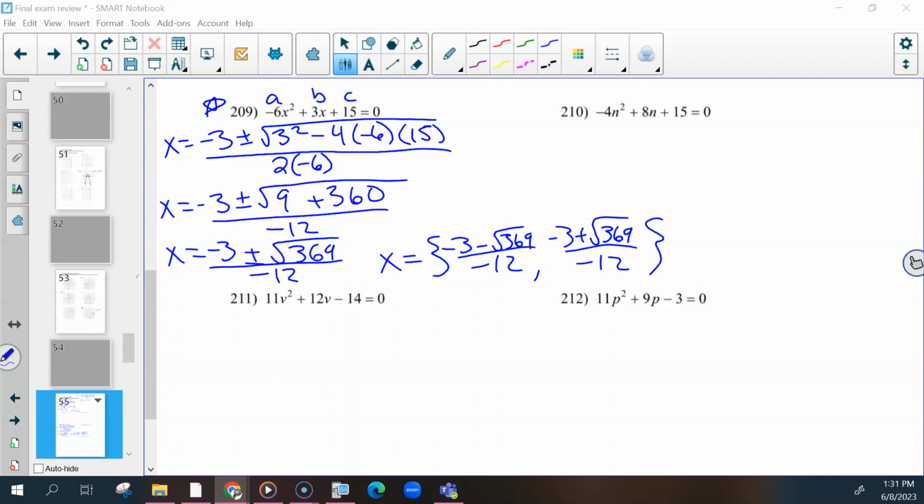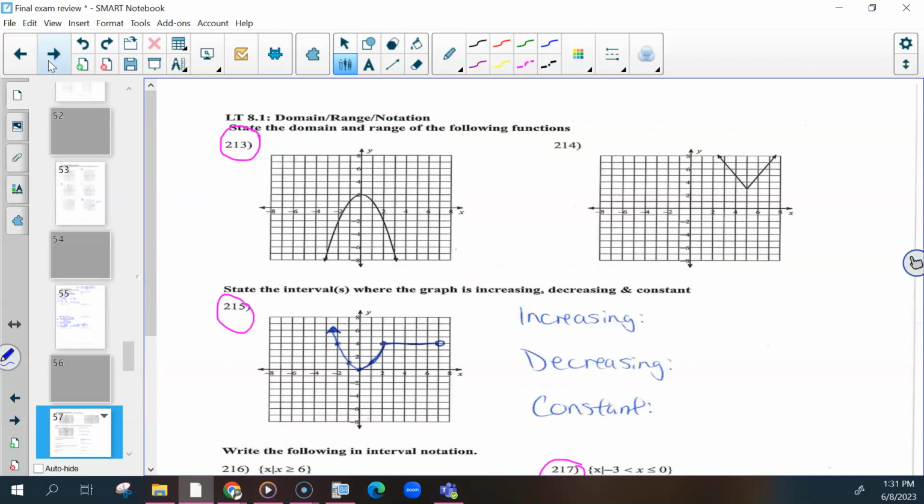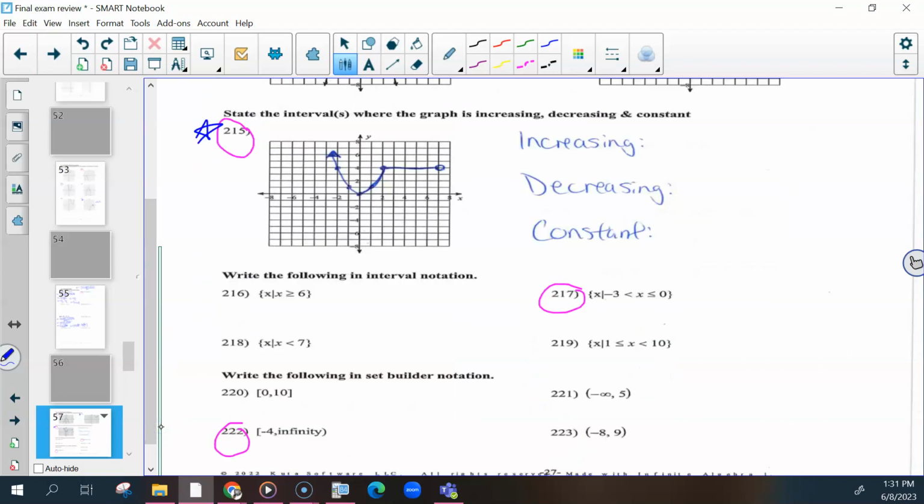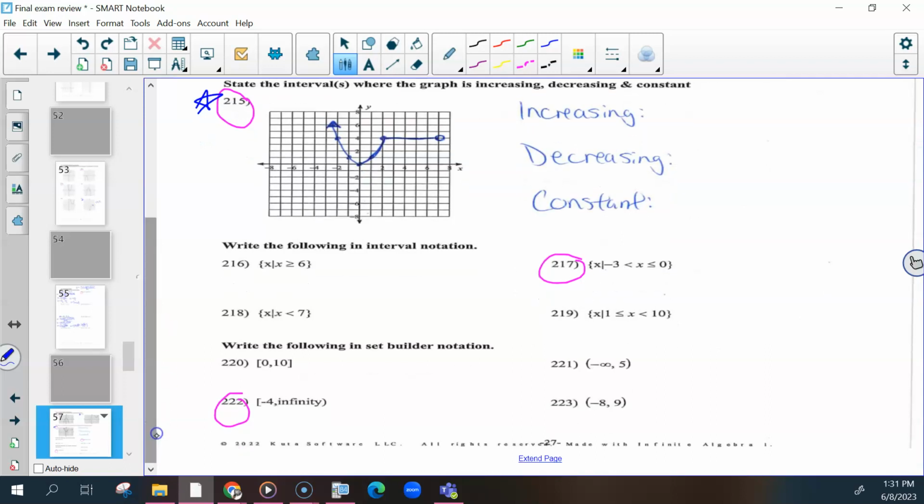Once you have that down, go off to the next. And then 8.1, domain and range notation. Which of those do you want to go over more questions about? How about 213, 214, 215, 219, and how about 222?